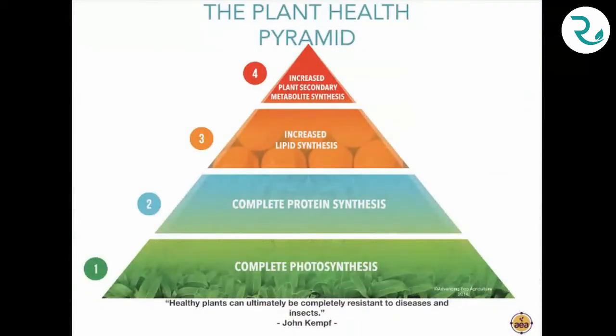So the plant health pyramid came about as a result of our work with different growers producing many different crops in different regions and different climates. We observed that crops became resistant to different types of diseases and insects based on what was happening with plant physiology. And we noticed 4 fairly distinct stages where there were 4 different groups of diseases and insects and pests that plants became resistant to.